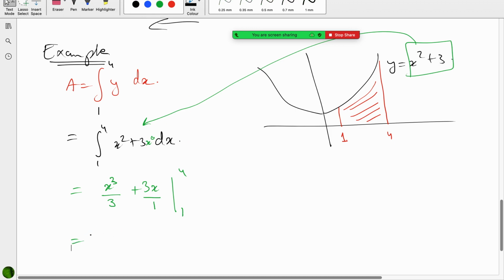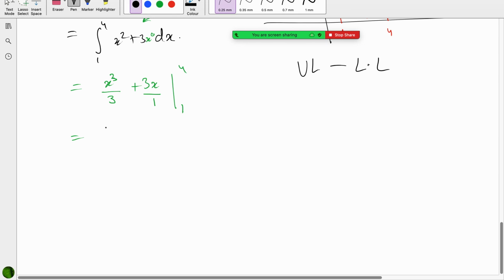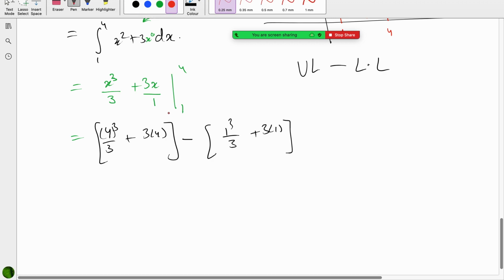What we do now is use the upper limit minus the lower limit. So I'm substituting 4. This is 4 cubed by 3 plus 3 into 4. This is the upper limit minus the lower limit. Lower limit is 1, so 1 cube by 3 plus 3 into 1. This is why I have not written plus c, because if I write c, it appears at both places and c minus c will always get eliminated. So we don't have to place it here.